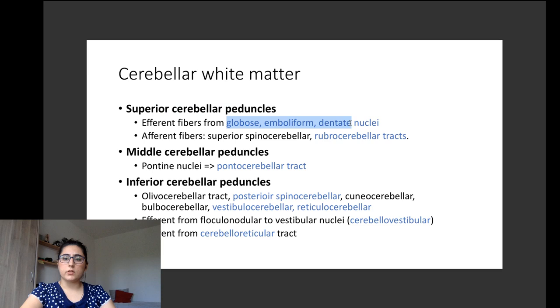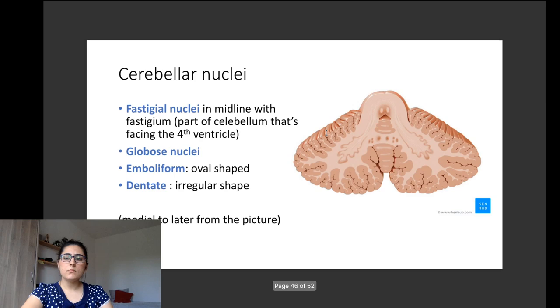It's going to be almost all the nuclei of the cerebellum, but also the superior spinocerebellar and rubrocerebellar tracts. Remember, the nucleus ruber was part of what? Epithalamus, right? Sorry, subthalamus. And that subthalamus is going to be somewhere here.